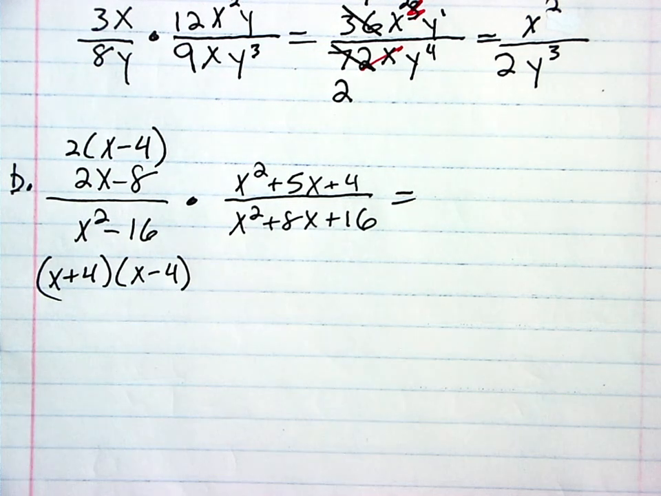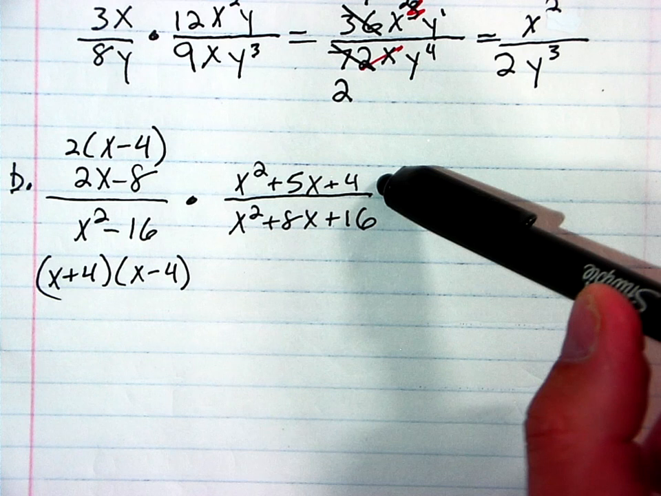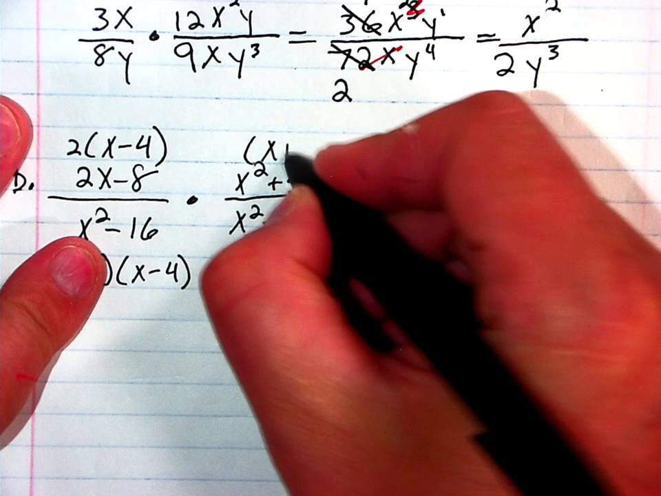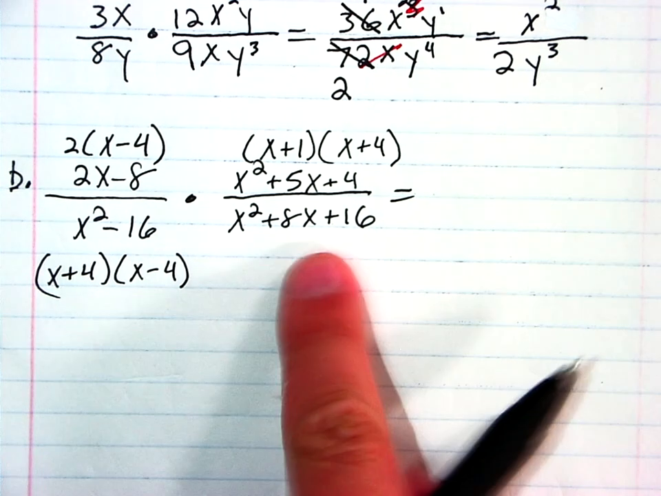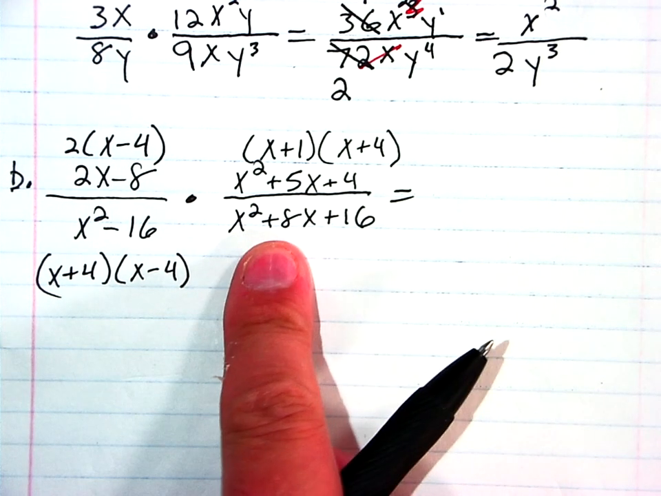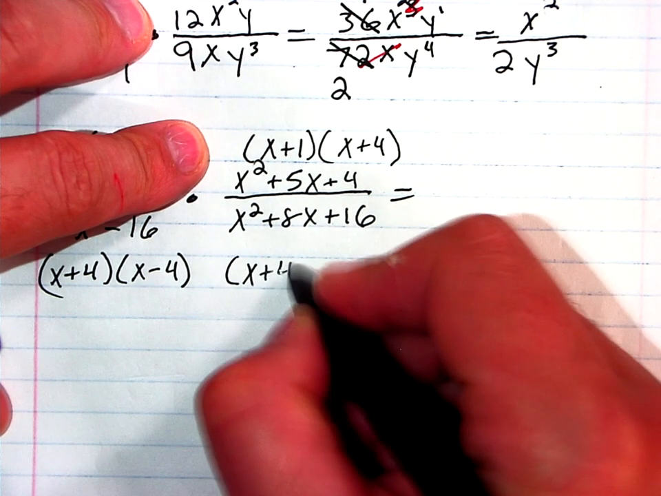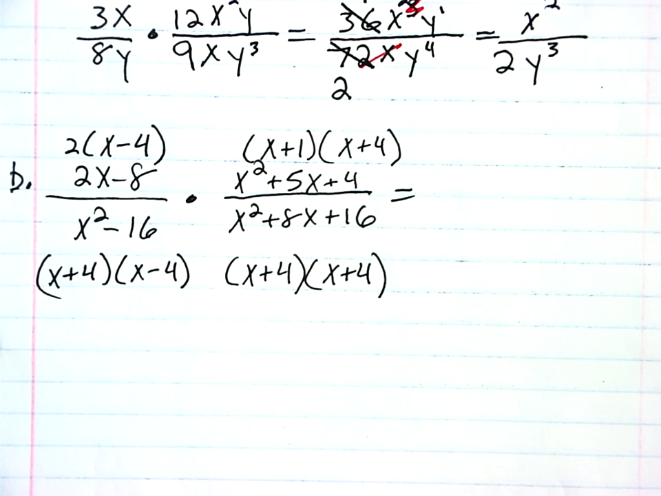All right, next. On the top, what are my factors of 4 that equal 5? 1 and 4. So x plus 1, x plus 4. What are my factors of 16 that equal 8? Nope. 4 and 4. Well, we're going to cancel right now. Now is not the time for that.